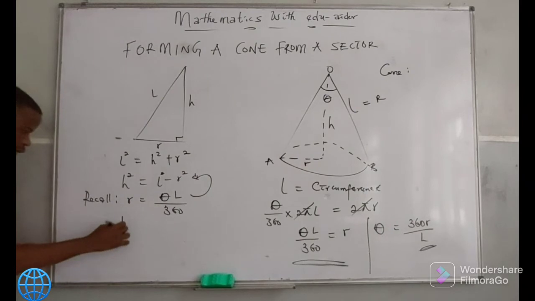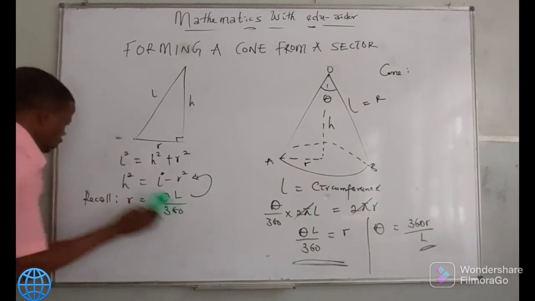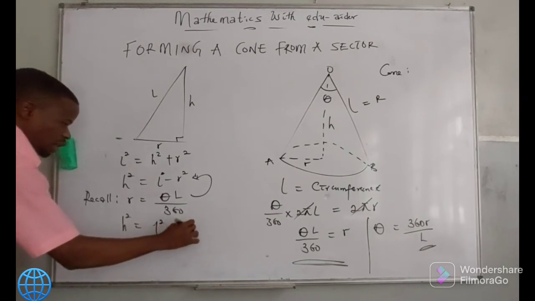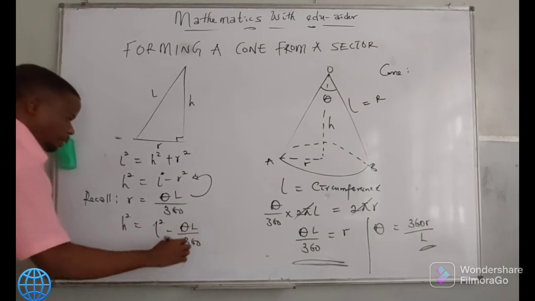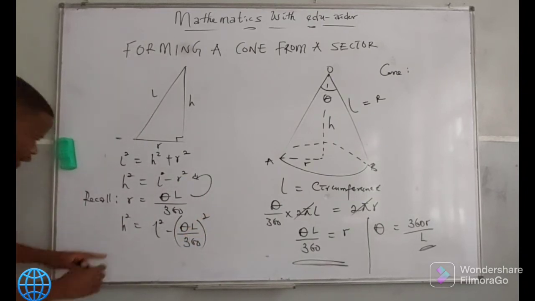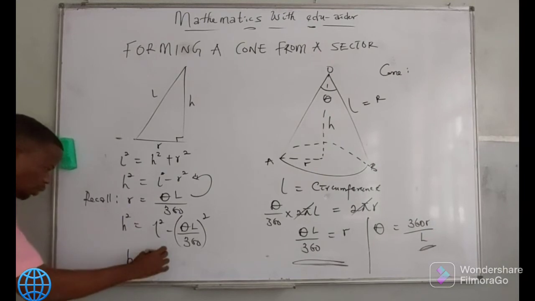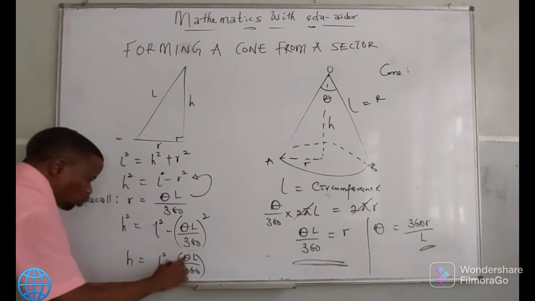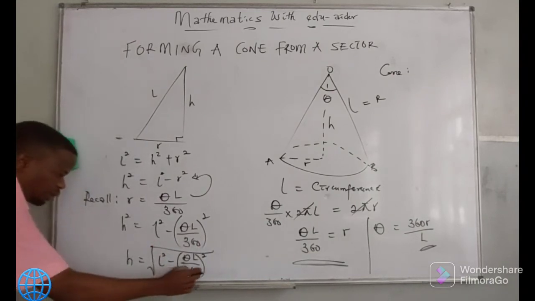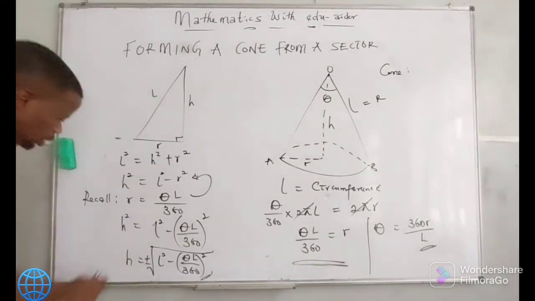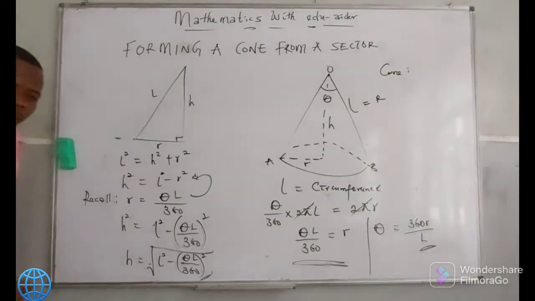You get, so our h squared can now be equal to what? We are having L squared minus theta L upon 360, this one all squared, right? So our h, now the height, can now be equal to the square root of L squared minus theta L upon 360 all squared. Then you take the square root of everything. So you have this. This is what our height is now, because it's a positive value, I don't need to include the negative sign, it should be positive.